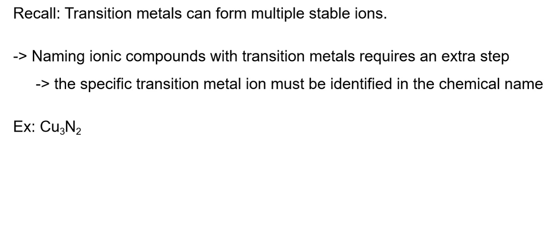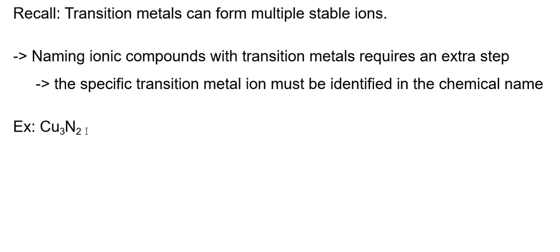This is because the specific transition metal ion that's in the compound needs to be identified, because different stable ions of transition metals will form very different compounds with the same anion. So if it's copper 1 or copper 2, it matters in the compound. If it's a copper +1 ion or a copper +2 ion, it will generate different chemicals.